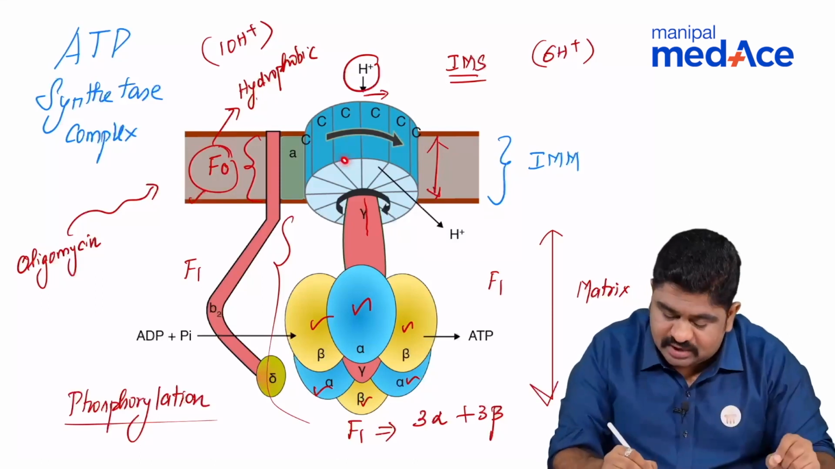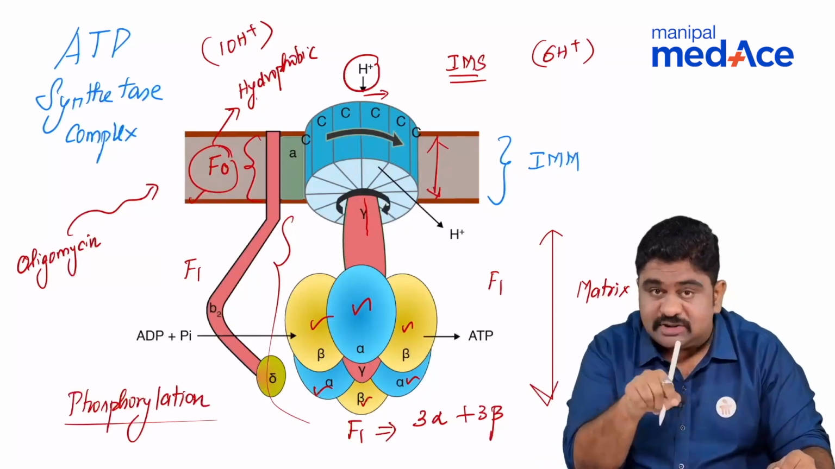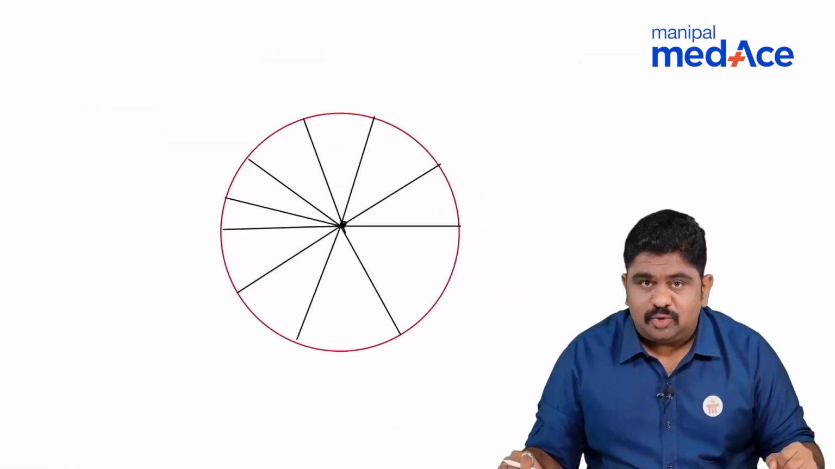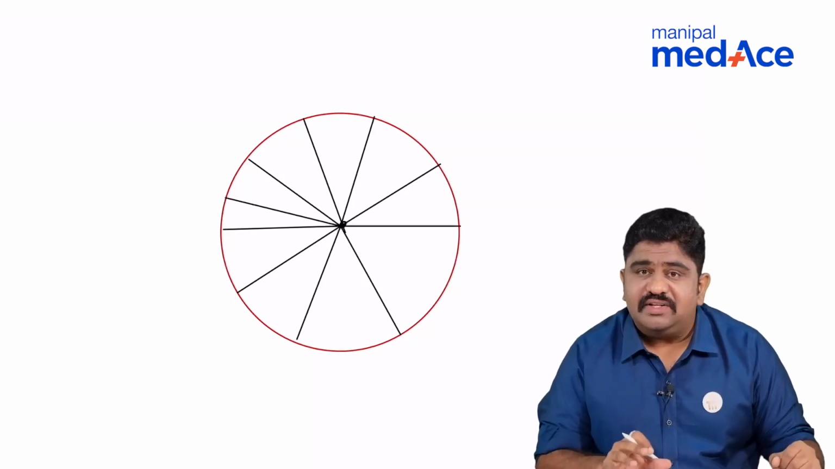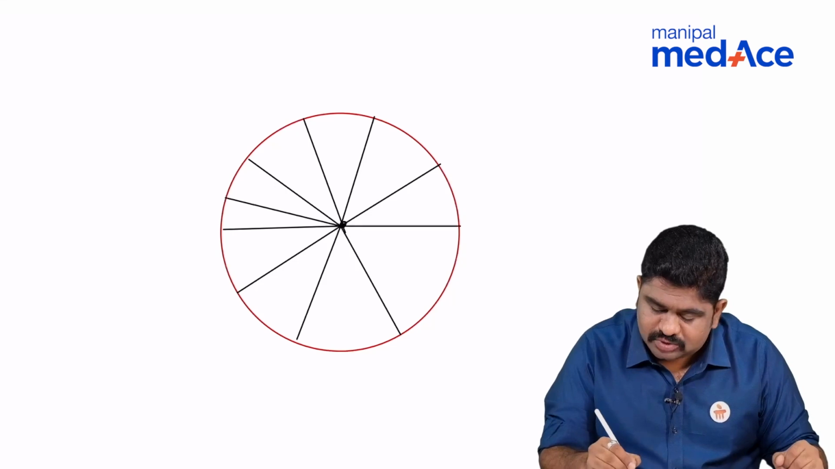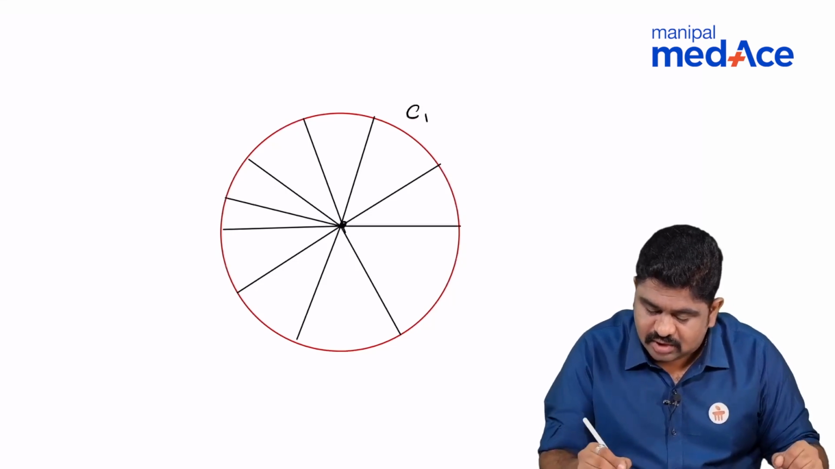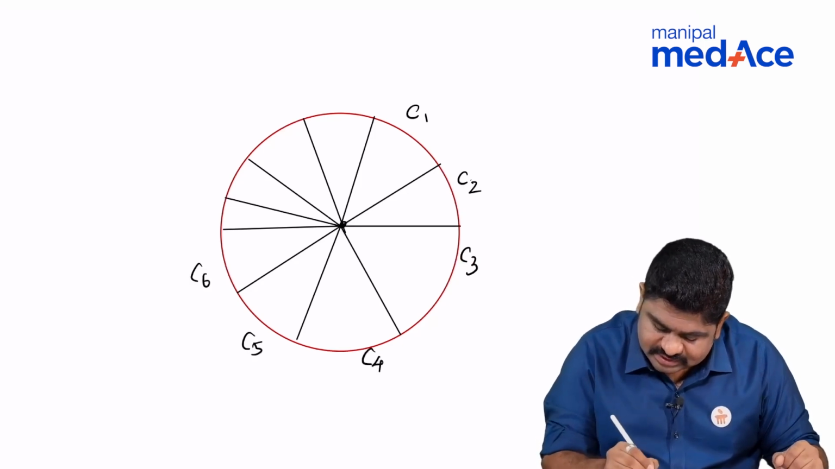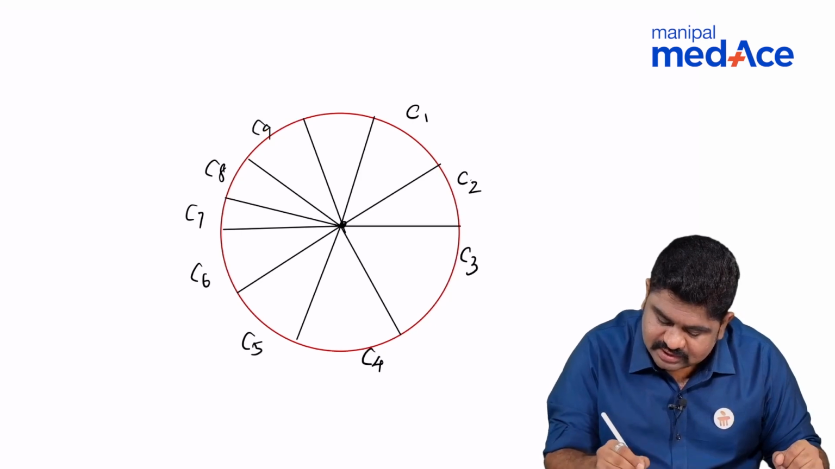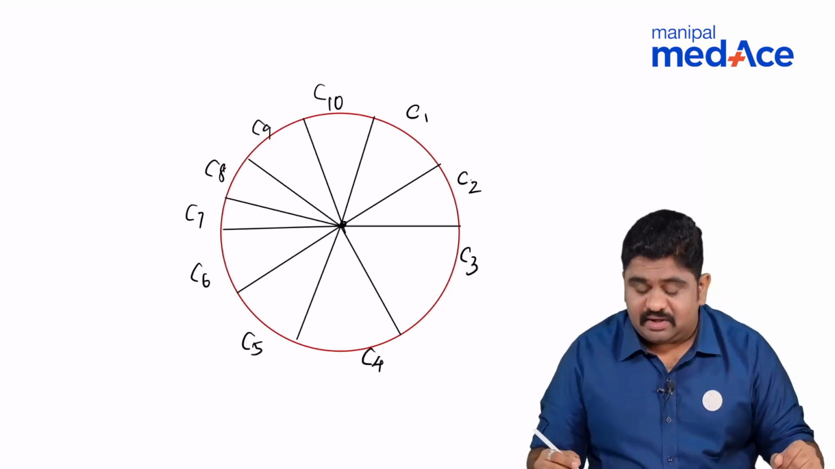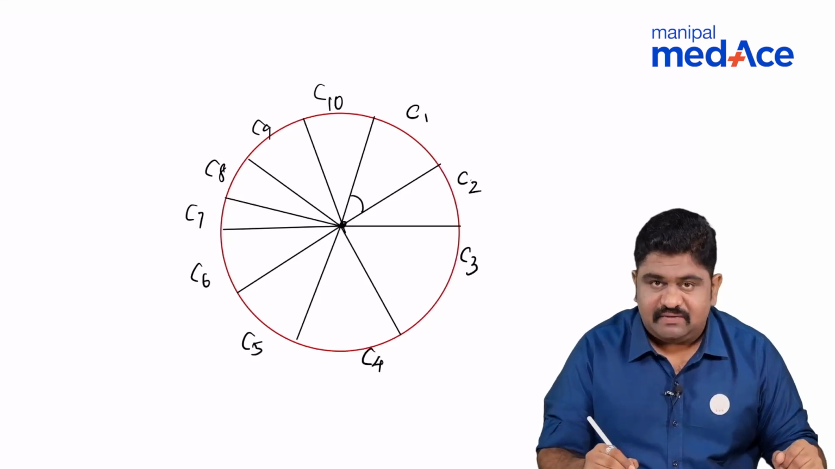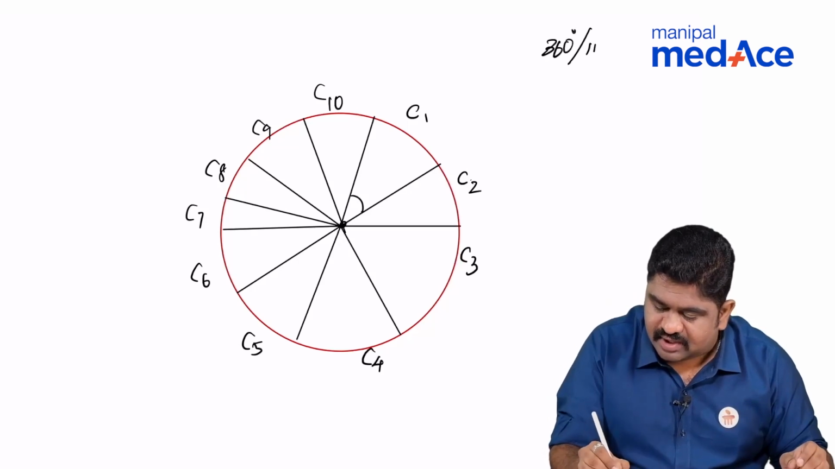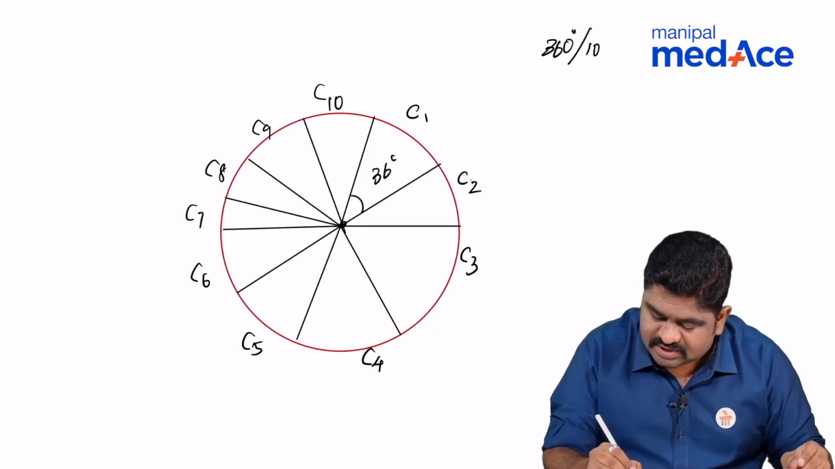Now this FO is a drum here, right? Imagine that drum to be a circle in 2 dimensions. I have divided this into 10 portions, and each portion will have a ring that is referred to as C rings. So we have C1, C2, C3, C4, C5, C6, C7, C8, C9, C10. The whole circle has been divided 10 times. 360 degrees has been divided 10 times. It means each of them will have a 36-degree angle.